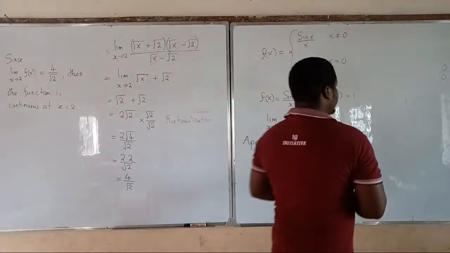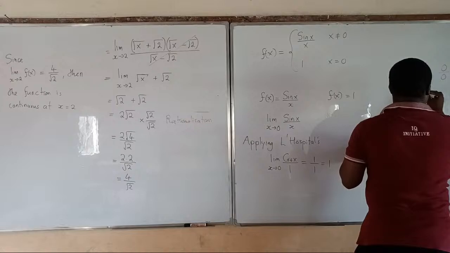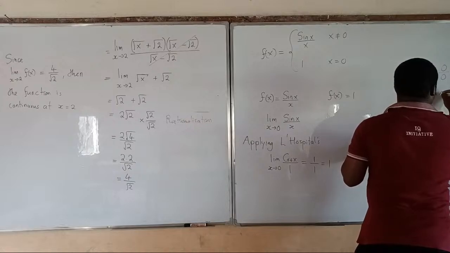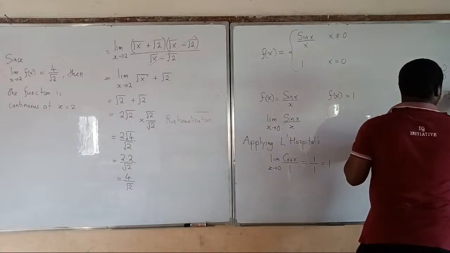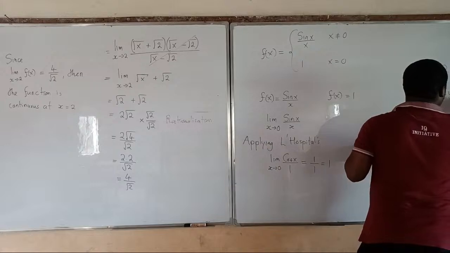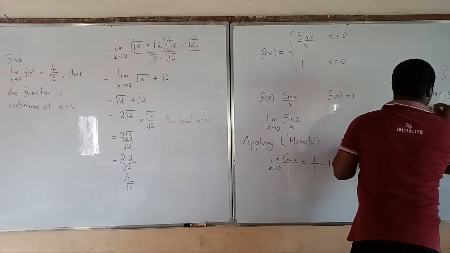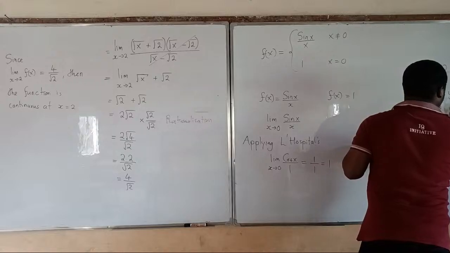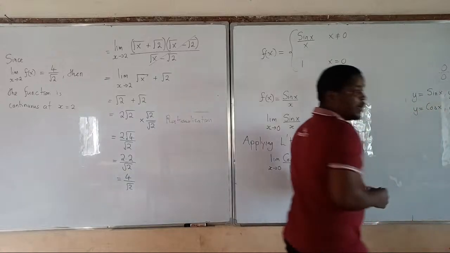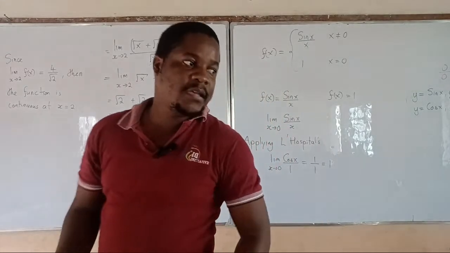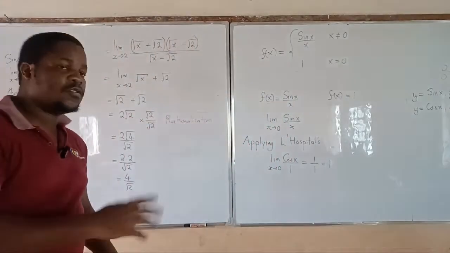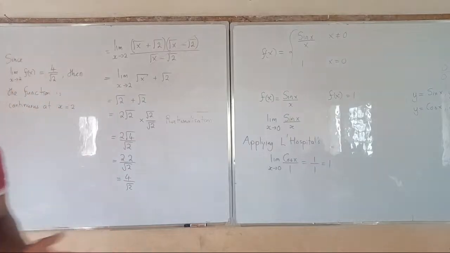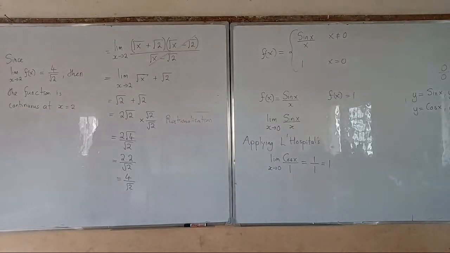So about trig functions, this is what you need to know. If y is a sine, then the derivative is a cos. If y is a cos, then the derivative is a negative sine. This is how it works. If you have sine, differentiate it, you get a cos. If you have cos, differentiate it, you get negative sine. Just like that.